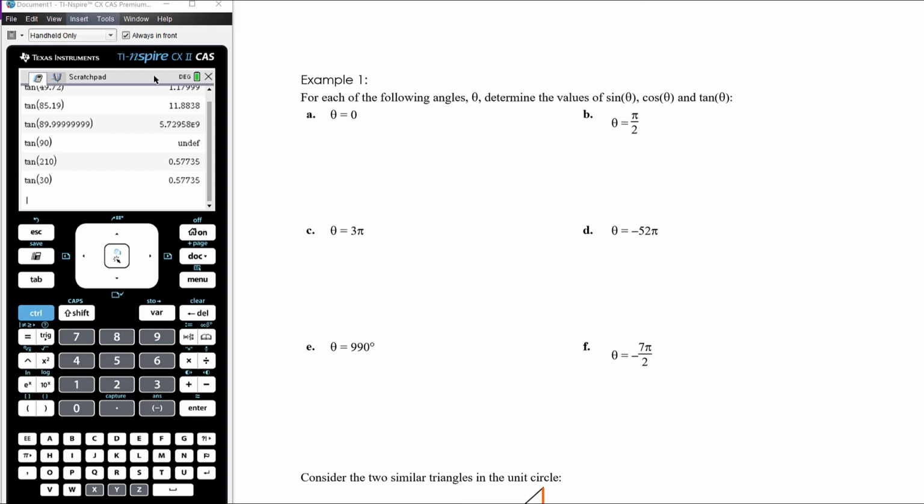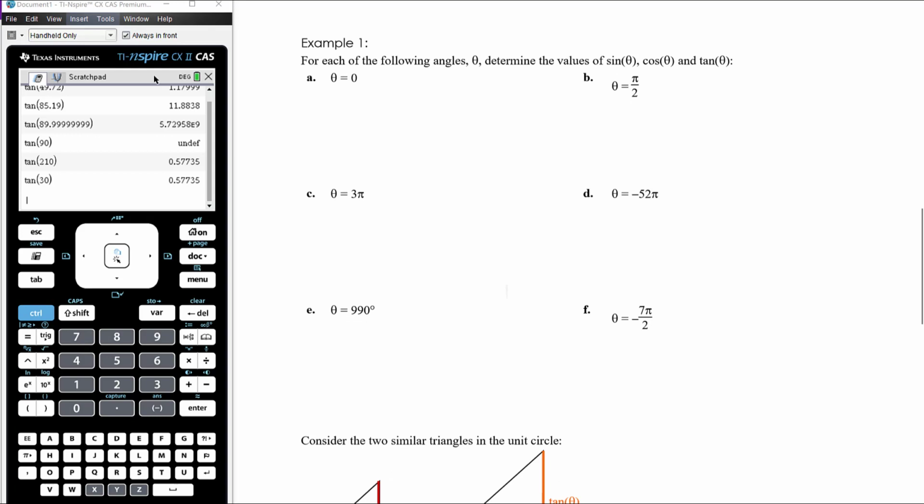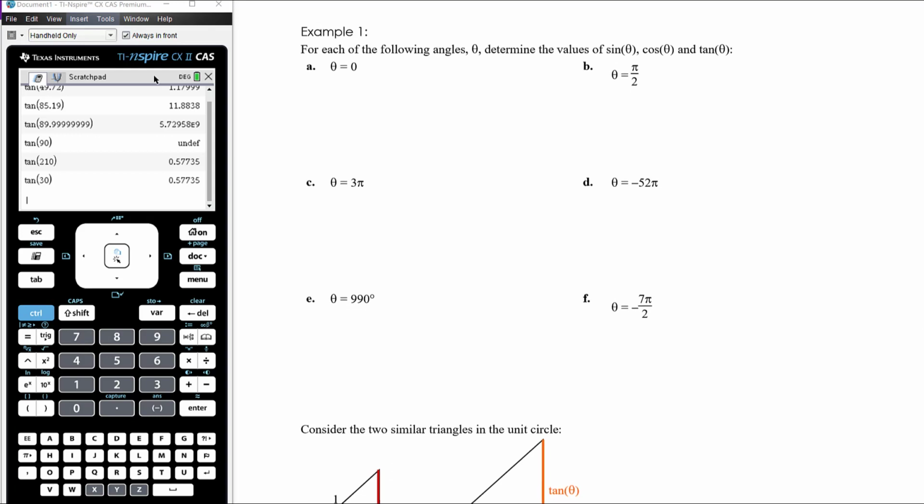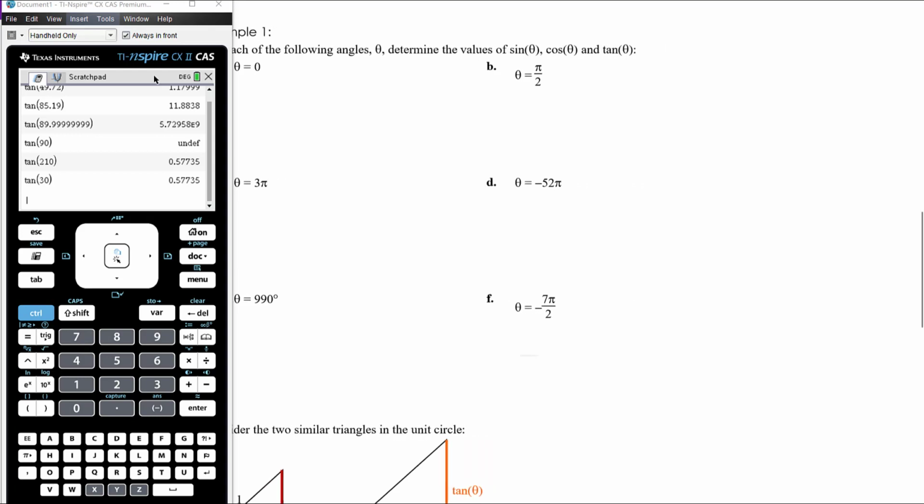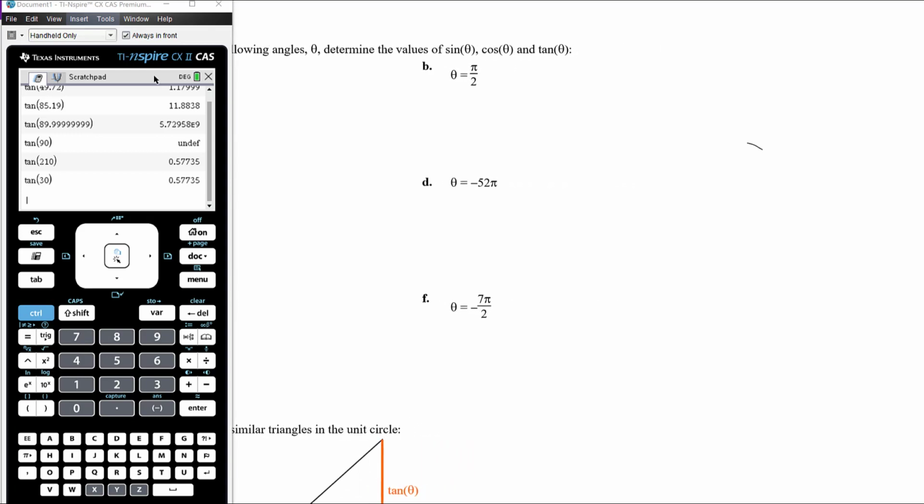Okay, so let's have a look at a couple of examples here. So for each of the following angles, now we've talked only in degrees so far. So let's think about now our unit circle and think a little bit in radians. Okay, so for each of the following angles, theta, determine the values of sine theta, cos theta, and tan theta. Okay, I'm going to draw a unit circle off to the side here. So we have our unit circle. You'll be drawing a lot of these throughout this topic.